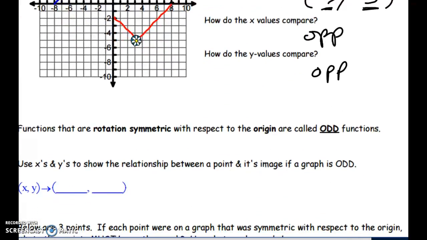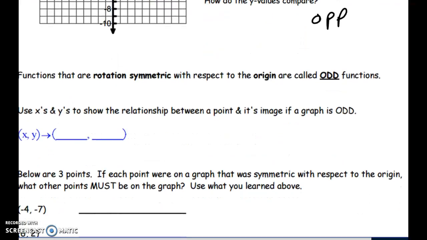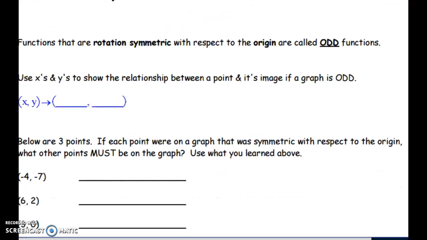So one other thing that's worth noting is that anytime you have a rotation that's with respect to the origin, those are odd. So even functions are those functions that are reflected about the y-axis. Odd functions are reflected about the origin. If it's reflected about the x-axis, it's not even a function.